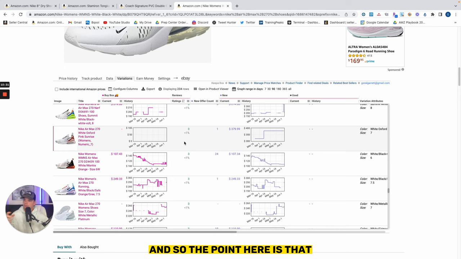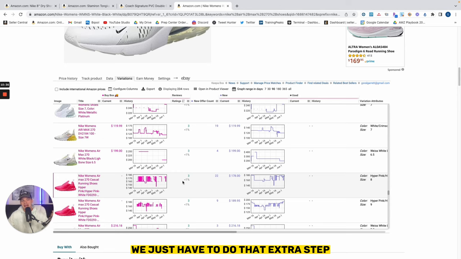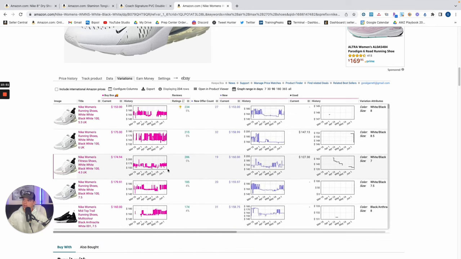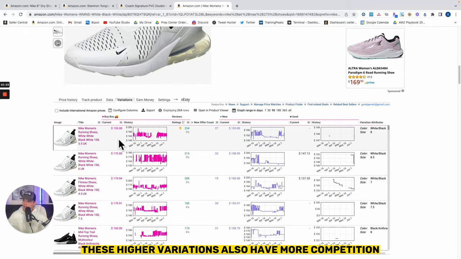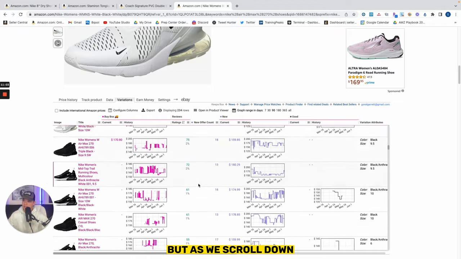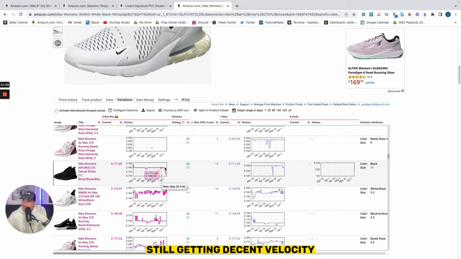And so the point here is that anytime we're looking at a variation listing, we just have to do that extra step. We have to really dive deeper in terms of A, what is the overall velocity? B, what is the velocity going to this particular variation? And C, what's the competition on that variation? Because you'll note, a lot of times these higher-velocity variations also have more competition, right? Granted, they have the most velocity in this listing, but they also have the most competition. But as we scroll down, these are still getting decent velocity, right?